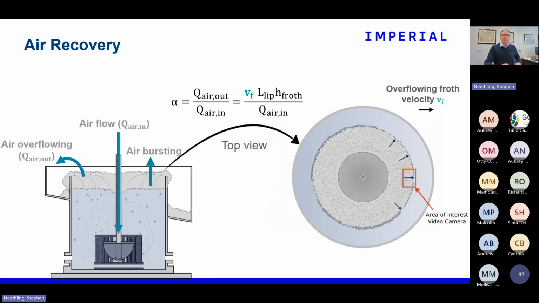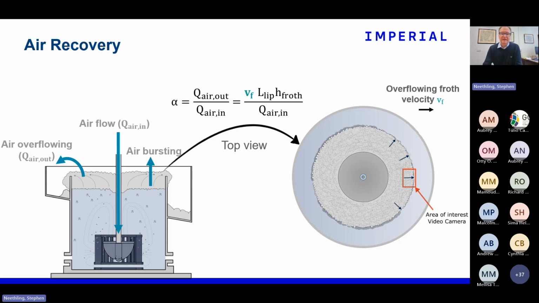So firstly, just look at what we mean by air recovery and how we measure it. This was accompanied by developments that we made in imaging and other experimental techniques. So the first thing we had to do was just measure the velocity of the froth over the lip. And we do this using image analysis.